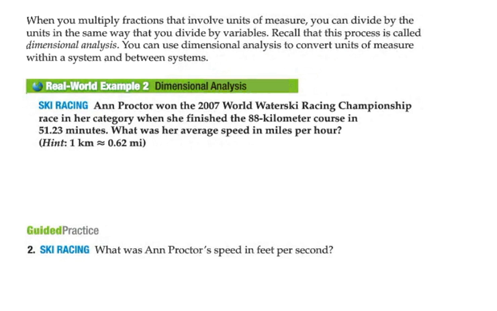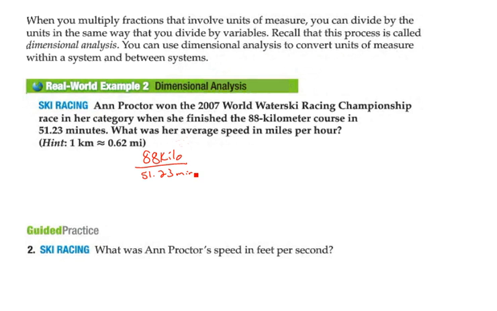So Ann Proctor won the 2007 World Water Ski Racing Championship race in her category when she finished the 88-kilometer course in 51.23 minutes. What was her average speed in miles per hour? So we are supposed to convert kilometers per minute into miles per hour. That is our goal, understanding our goal. So what do we know? We know she did 88 kilometers in 51.23 minutes.